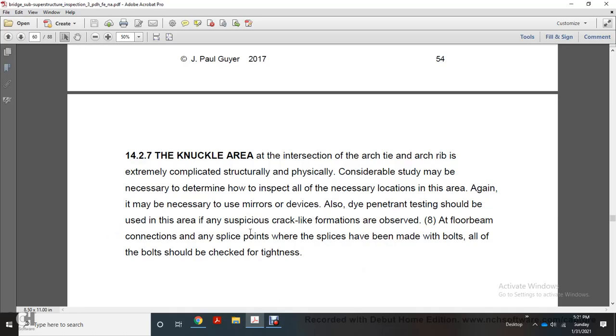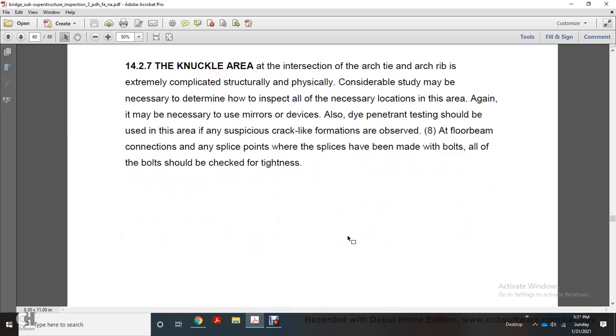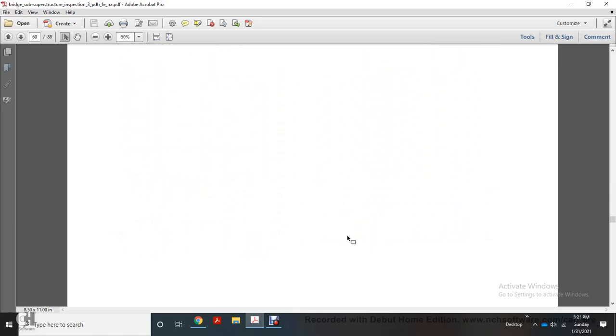At the floor beam connection splice, the joints have been made with bolts, and all of the bolts should be checked for tightness.